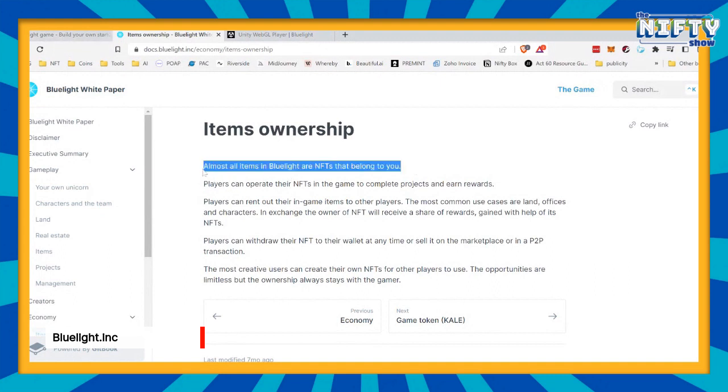According to the white paper, it says almost all items in Bluelight are NFTs. So how does that work? Does that mean the offices, the lands, the characters? What is an NFT? What can be used or sold or traded?